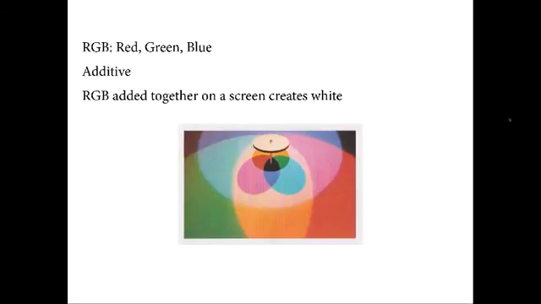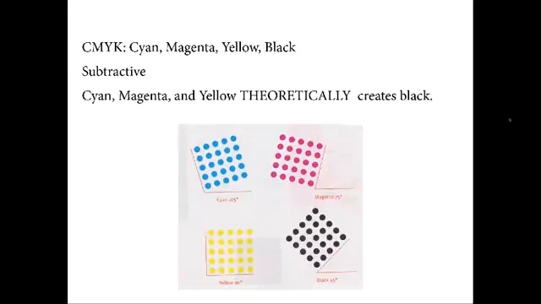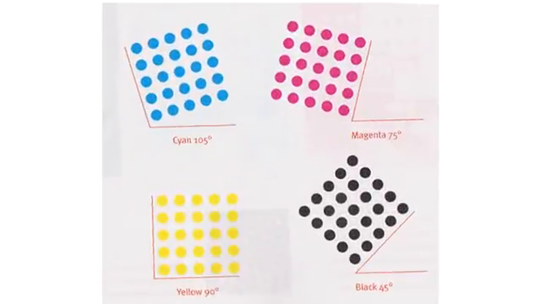Okay. Now in print media, what you're going to work with a lot as the designer is called the CMYK model. Cyan, magenta, yellow, black. K for black. And here they are pictured here. They're at an angle for a reason. When these colors are printed on paper, they're printed at these angles.